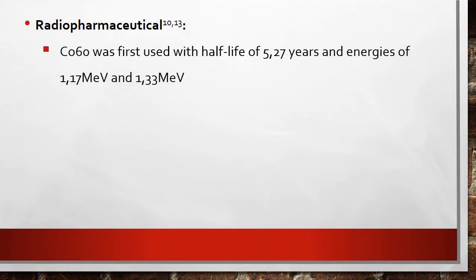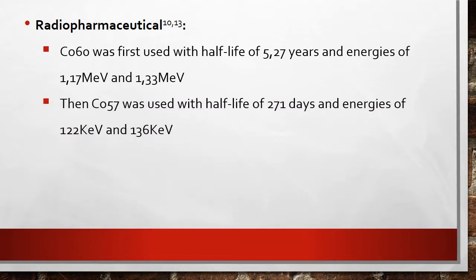The radiopharmaceutical first used was cobalt-60, which has a half-life of 5.27 years and gamma energies of 1.17 MeV and 1.33 MeV. But then they discovered that cobalt-57 and cobalt-58 are more suitable labels for the Schilling test due to their lower half-lives and energy.